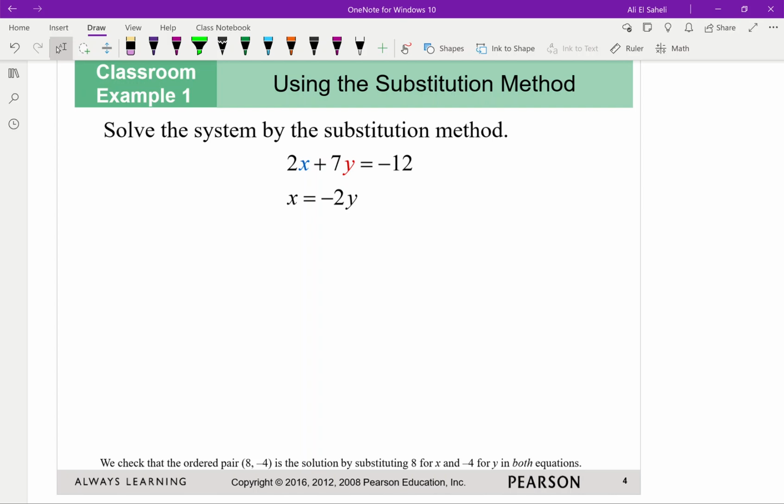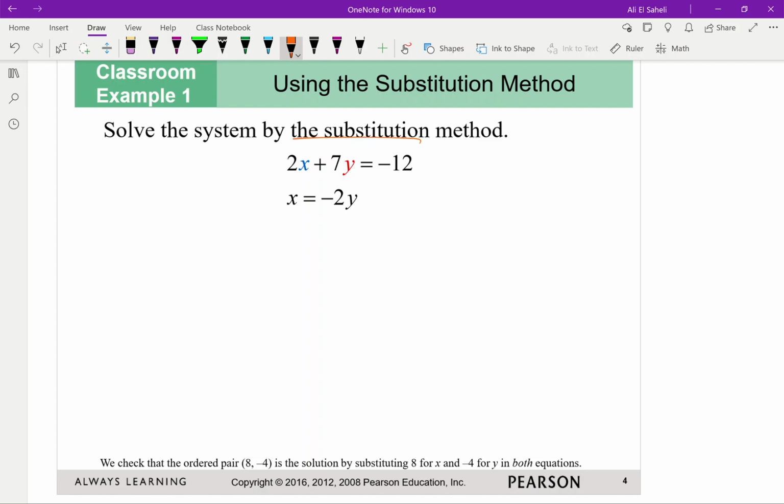Okay, so we use one equation to find y in terms of x or x in terms of y. We substitute that into the other equation, and the other equation now is an equation with one variable, and we can solve that equation for that variable and return to the other equation to find the other variable.